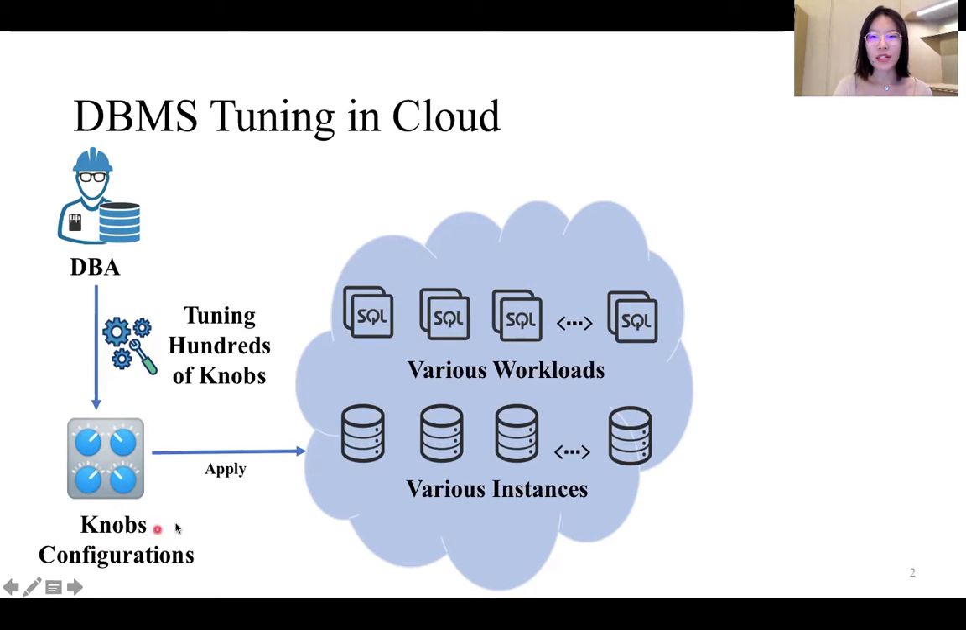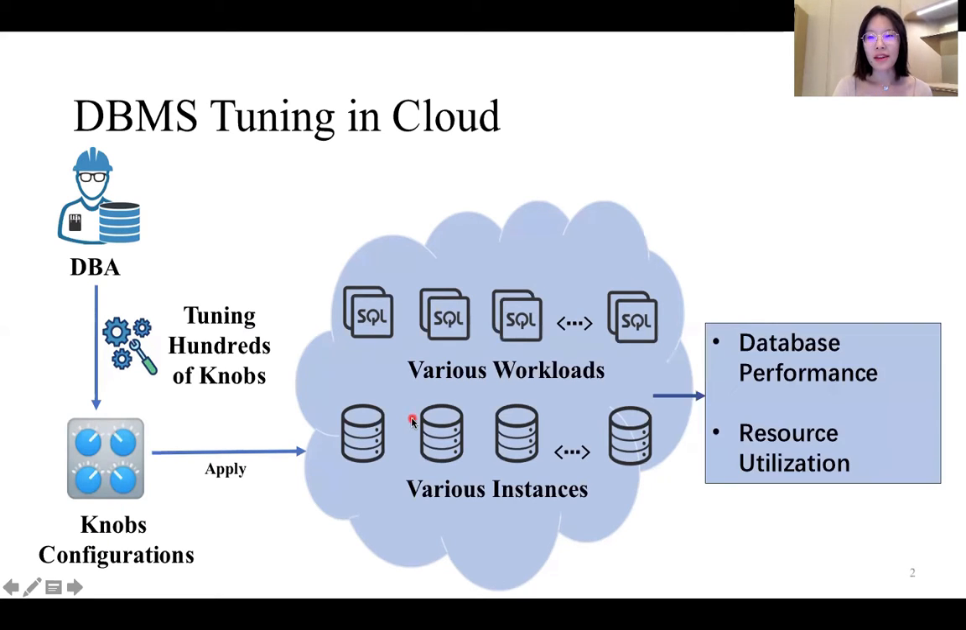The knobs configuration affects the performance of the database, and also determines the resource usage, such as CPU, memory, and I/O. Optimizing the resource usage is beneficial. It could reduce the total cost of ownership, avoid the overprovision, and ensure the availability for end users.